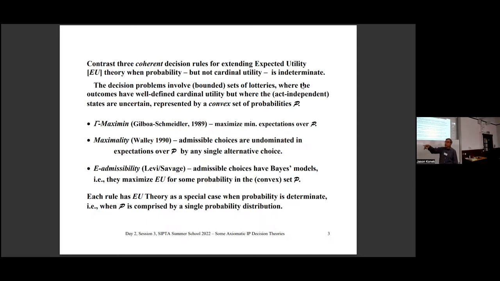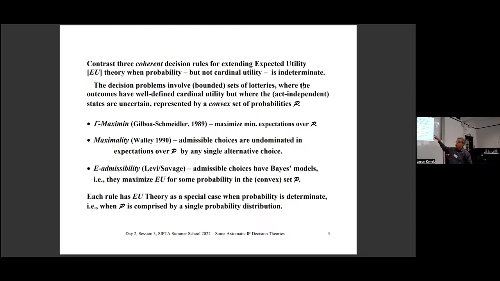Maximality. I associate this with Walley's work. This will be an example of satisfying alpha and gamma but not beta. Admissible choices are those that are undominated in expectation by any single alternative. So we do pairwise comparisons, and an option is allowed if there's nothing that dominates it in expectation, always having a higher expectation. I'll go back to the picture to show you this is not equivalent to choosing Bayes. Under some conditions it is, but it isn't in general.